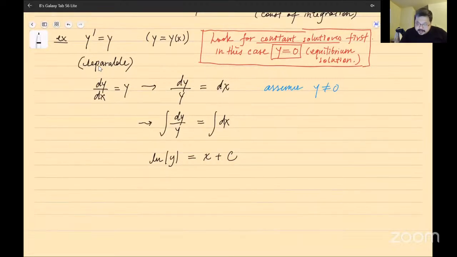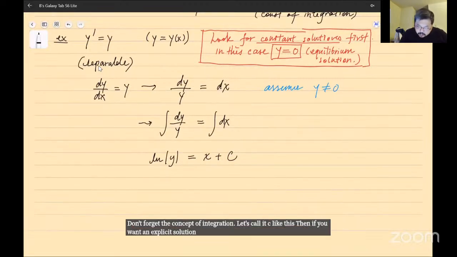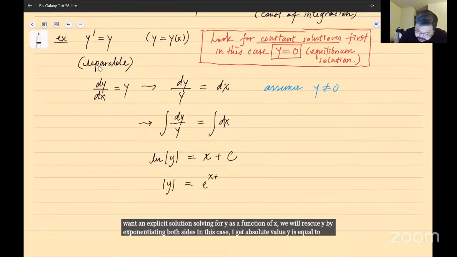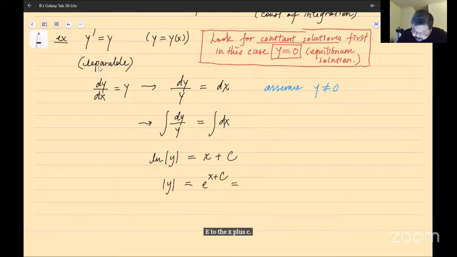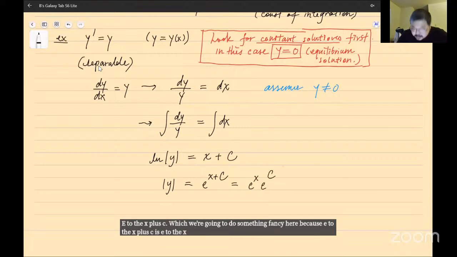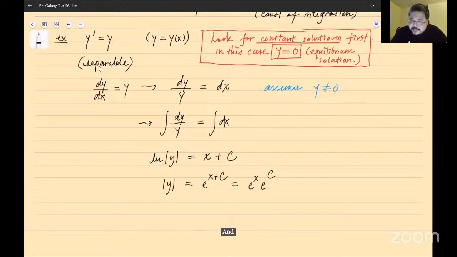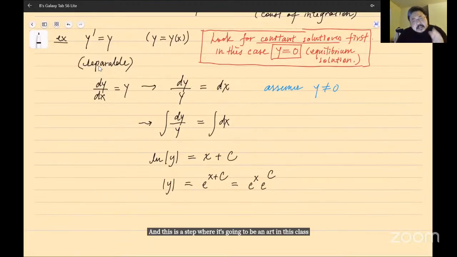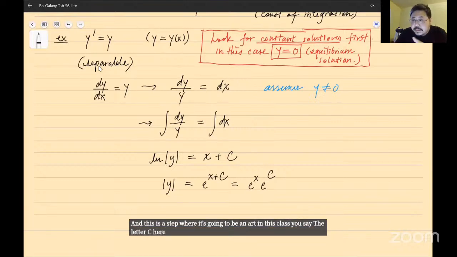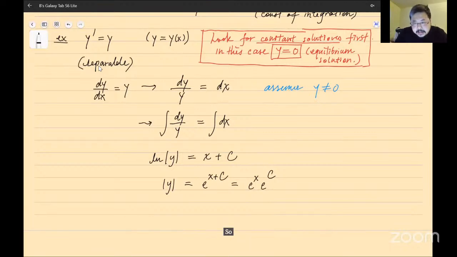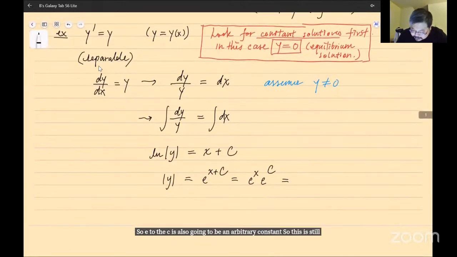Then if we want an explicit solution solving for y as a function of x, we will rescue y by exponentiating both sides. In this case, I get absolute value of y is equal to e to the x plus c, which we're going to do something fancy with, because e to the x plus c is e to the x times e to the c. And this is a step where it's going to be an art in this class. You say the letter c here is an arbitrary constant. We don't have any information to determine it just yet. So e to the c is also going to be an arbitrary constant. So this is still equal to some constant times e to the x.